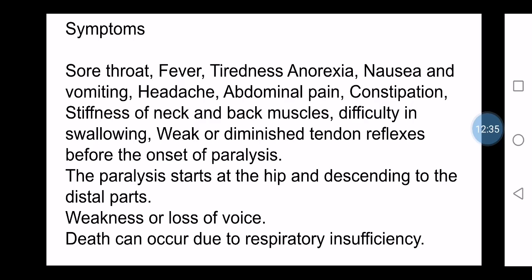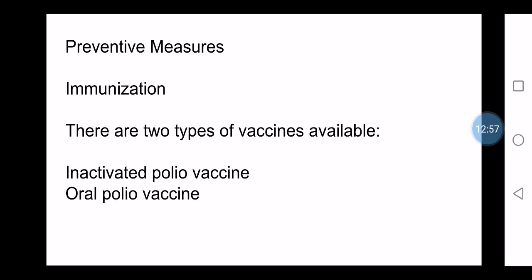Then there may be weakness or loss of voice of the person. Then death can occur due to respiratory insufficiency. So since it affects the tendon, sometimes there may be respiratory insufficiency also, because of the stiffness of the neck, back muscles, all these things. It can even lead to the death of a particular person also. So that's why we call it a deadly infection.